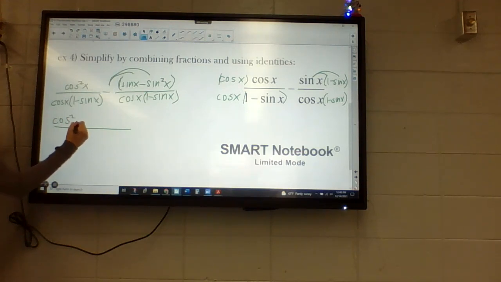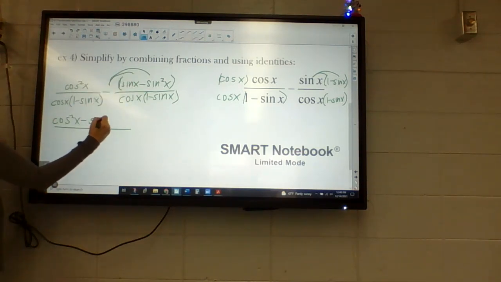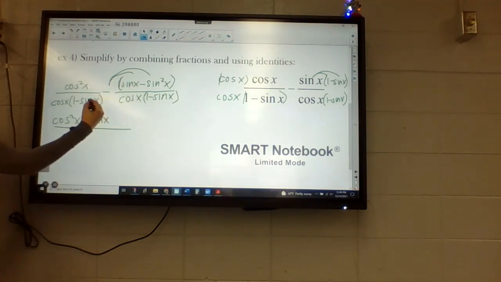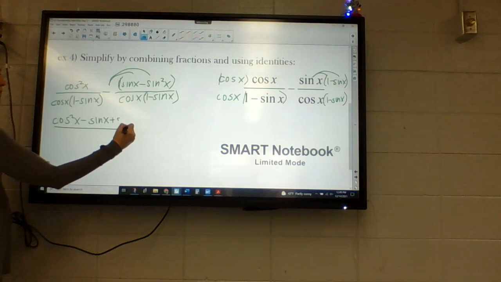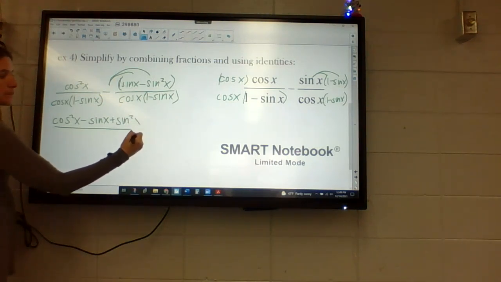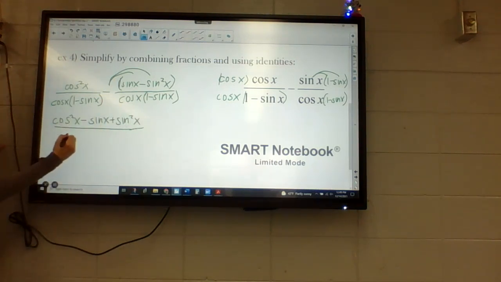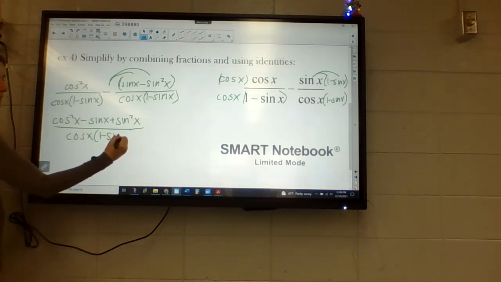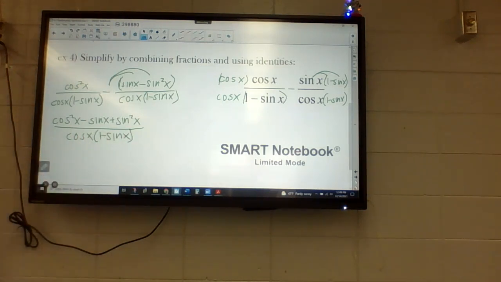So I have cosine squared of x minus, because of this, sine of x. But then this one becomes what? Positive. Now the bottom just stays as it is. So you don't subtract the bottoms or anything like that.